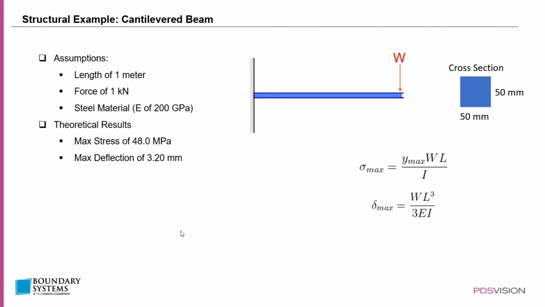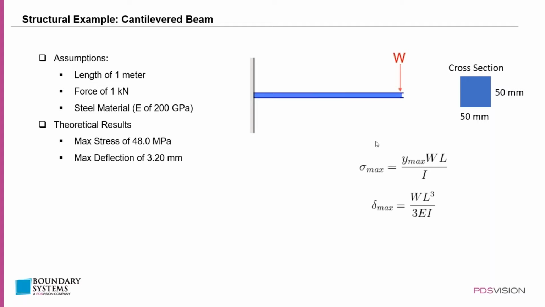And I have some basic assumptions up here with a length of a meter, a force of a kilonewton coming downwards as W on the screen in the image. And we're just assuming a Young's modulus of 200 gigapascals. The cross section is 50 by 50 millimeters. And using the equations you see on the screen, you can actually calculate what the max stress and max deflection of this beam would be theoretically.